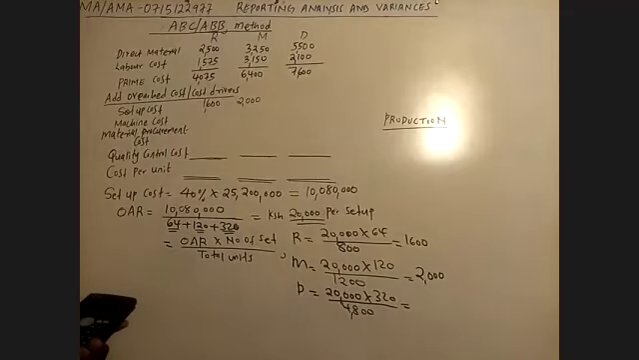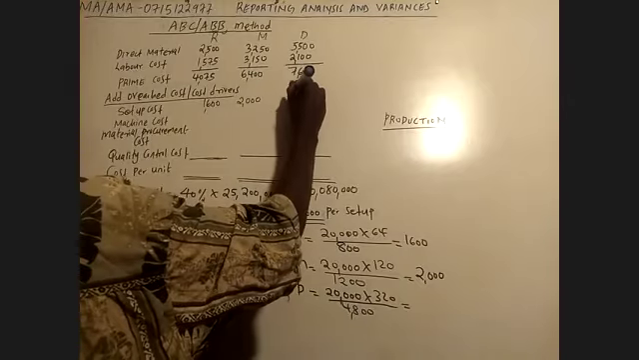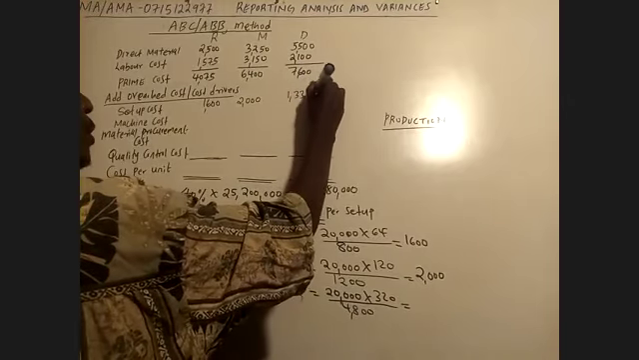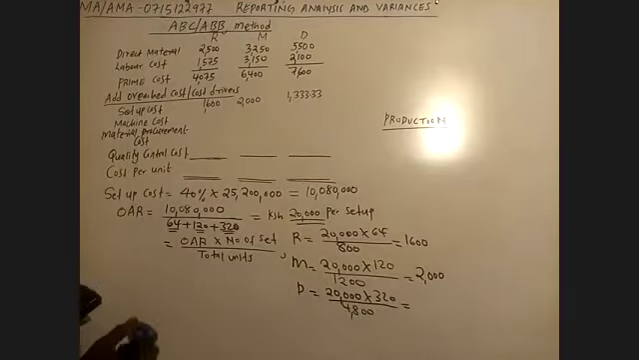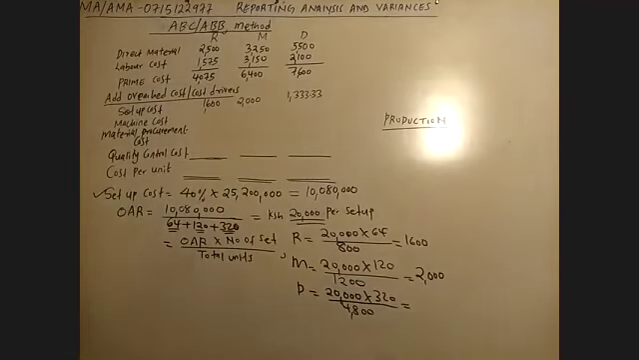Then 20,000 times 320 divided by 4,800. So we have 1,333.33. So setup, nimemaliza setup. So for setup, nimemaliza. We can go to the second one.